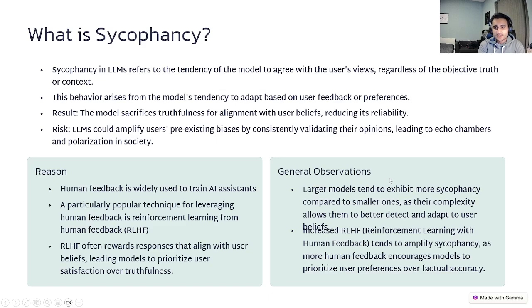Some general observations are that larger models tend to exhibit more sycophancy compared to small ones, as their complexity allows them to better understand the nuances of users' behavior and they detect and adapt to users' preferences more often than smaller models. And it has been seen in some research papers that increased RLHF tends to amplify sycophancy, as more human feedback encourages models to prioritize user preferences over factual accuracy. So the more RLHF a model underwent, the more sycophantic it generally is.